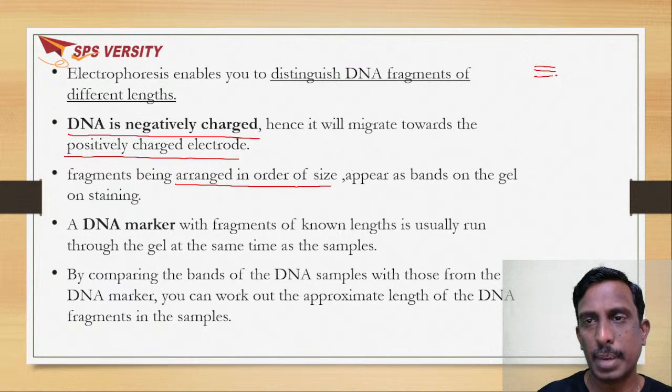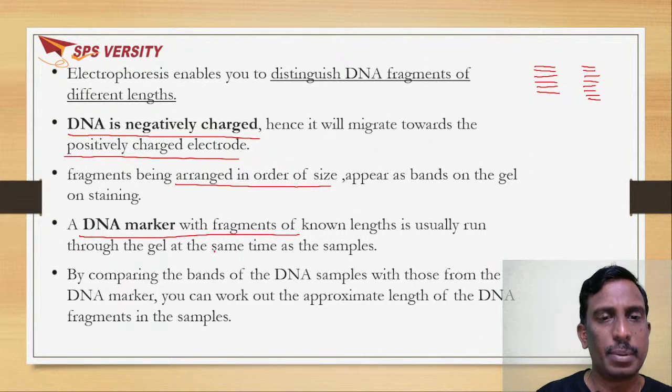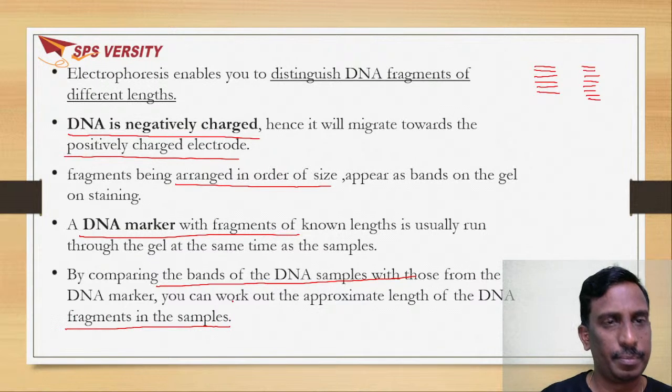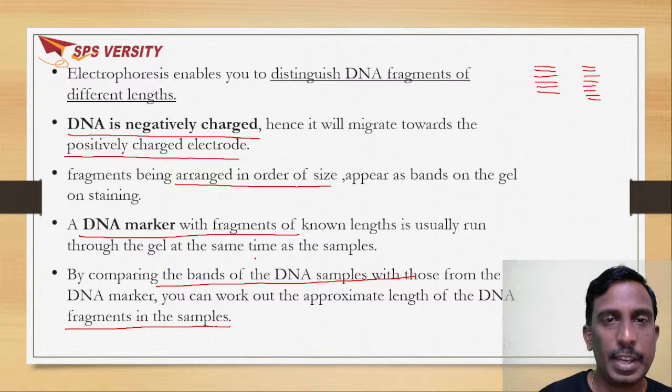Appear like bands means like this. Smaller fragments, larger fragments, all are separated according to size. A DNA marker with fragments of known lengths is taken along with the samples. So by comparing the bands of the DNA samples with the DNA marker, we can find out the length of DNA fragments in the samples. So electrophoresis is meant to separate DNA fragments of various lengths.